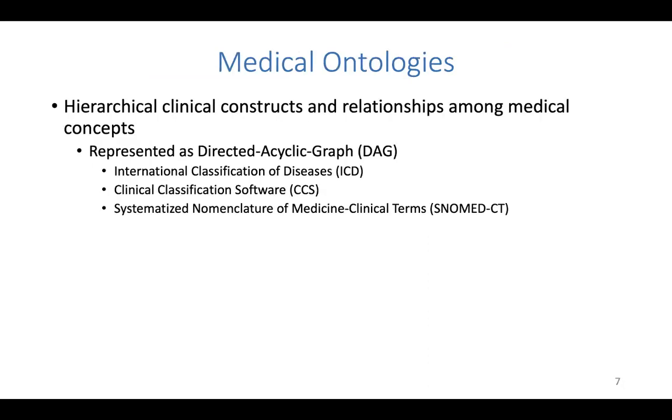When I say medical ontologies, it's usually a hierarchical structure: hierarchical clinical constructs and relationships among medical concepts. That's medical ontologies. It's usually represented as a directed acyclic graph. So there is no loop, basically. And it's more or less tree-structured. But since it's a graph, there could be multiple parents, rather than in trees, where a node can have only one parent.